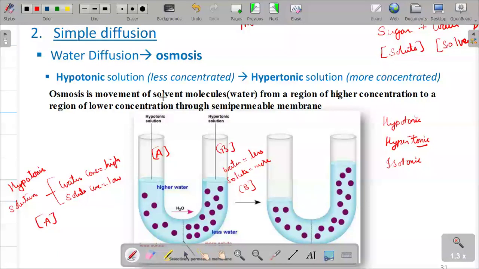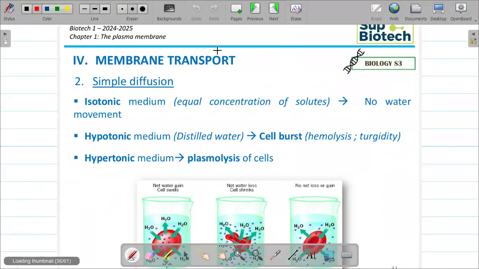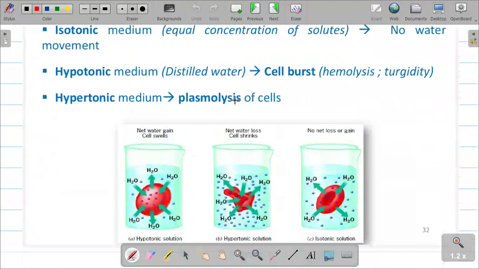So the water molecules move from a higher water concentration to a region of low water concentration through an important membrane called SPM, semi-permeable membrane. That is called osmosis. So this is a simple solution.